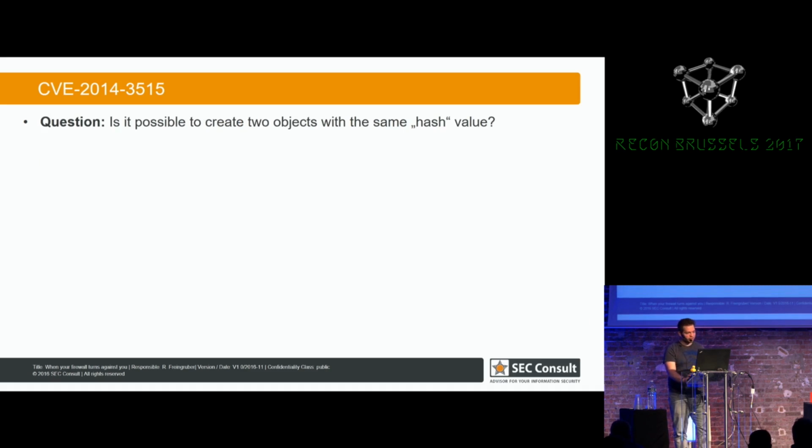So the question now is, can we find 2 objects which have the same hash? And the first answer is no, you cannot, because the input for the hash also contains the object number. So if I have 2 objects, the object number will be 1 and 2, so they will result in different hashes. But we can abuse here another problem, a type confusion bug.